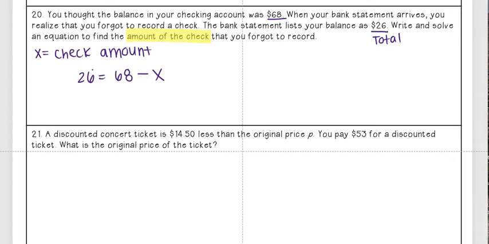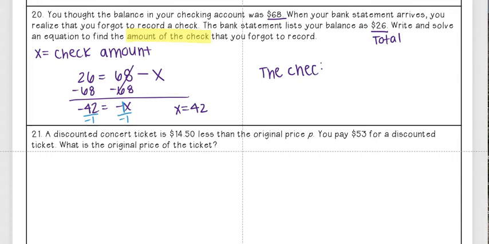To solve this, I want to get x by itself, so I need to subtract 68 from both sides. And 26 minus 68 gets me -42. Well, how do I get rid of that negative in front of my x? When there's a negative, there's really a -1 there. So I'm going to divide both sides by -1. And so I get that x is equal to 42. So the check amount is $42.